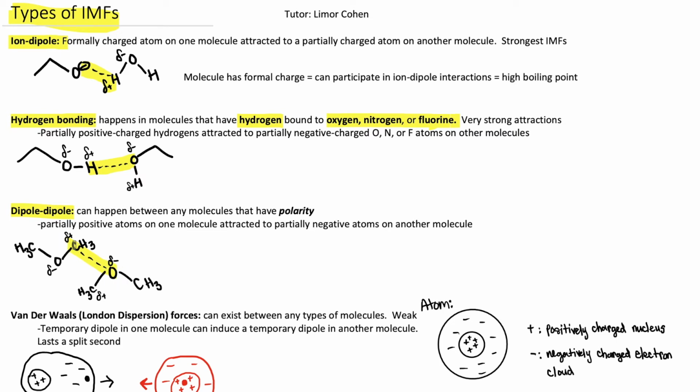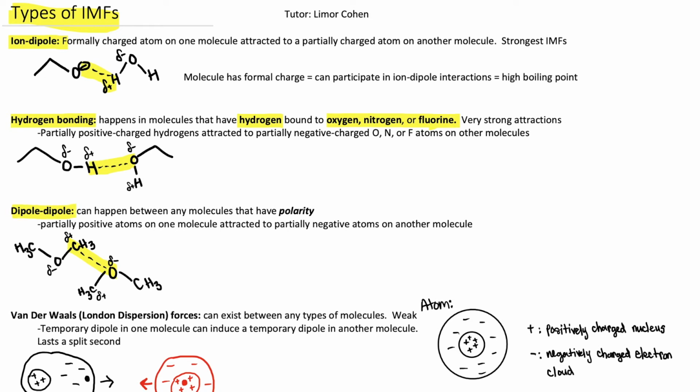These are strong interactions, but they're not as strong as hydrogen bonds because with hydrogen bonds, since hydrogens are very small atoms, hydrogens can get closer to electronegative atoms than other atoms like carbon can. So hydrogen bonds are shorter and therefore stronger.